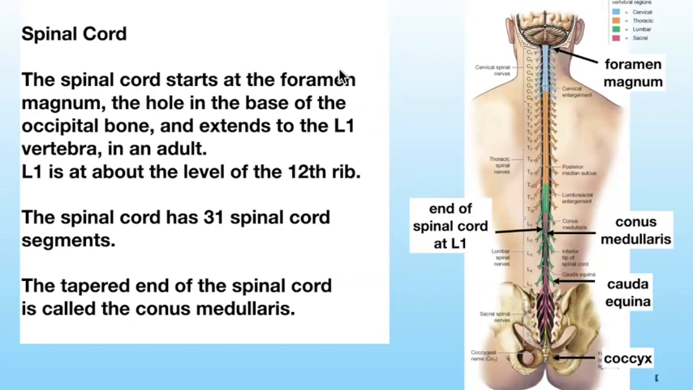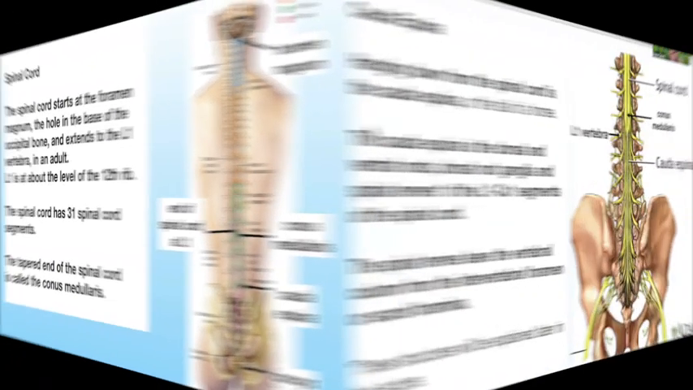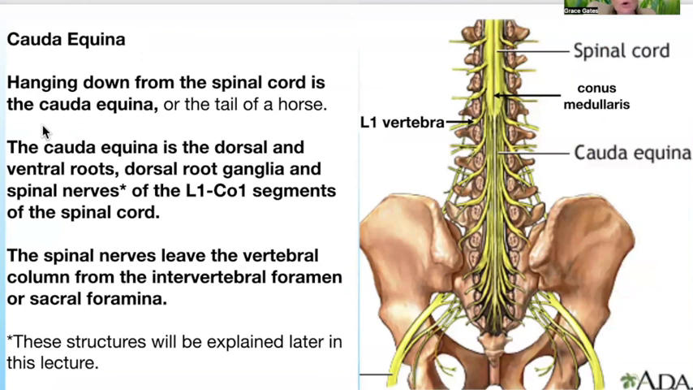The spinal cord starts at the foramen magnum, the hole in the base of the occipital bone, and extends to the L1 vertebrae in an adult. L1 is at about the level of the 12th rib. The spinal cord has 31 spinal cord segments. The tapered end of the spinal cord is called the conus medullaris. Hanging down from the spinal cord is the cauda equina, or tail of a horse.